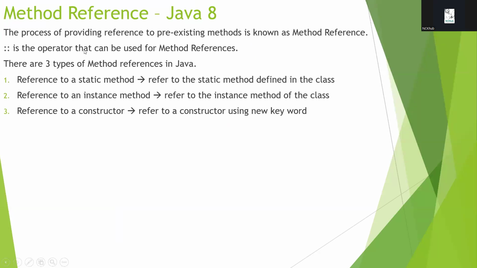So, what is the operator that will be used for doing the method references? Double colon operator is used for dealing with the method references. So, how many types of method references are there in Java? Three types. What are they? Reference to a static method, reference to an instance method, reference to a constructor. So, three types of references are there. How do we handle each and every scenario? We will go in deeper with respect to the examples.